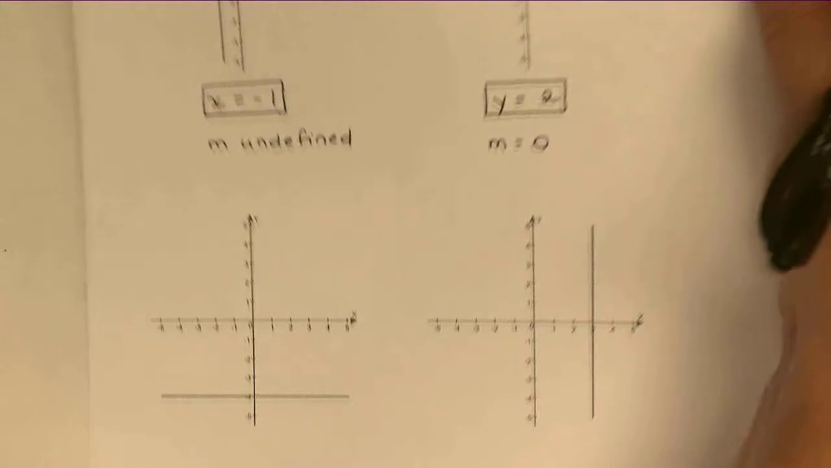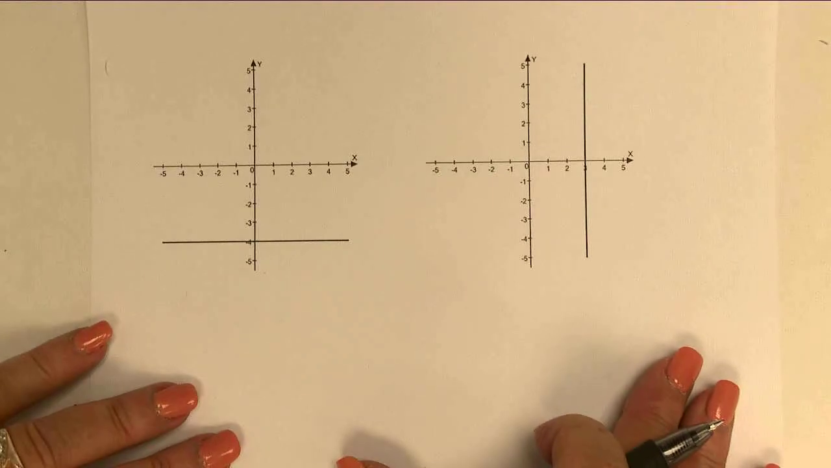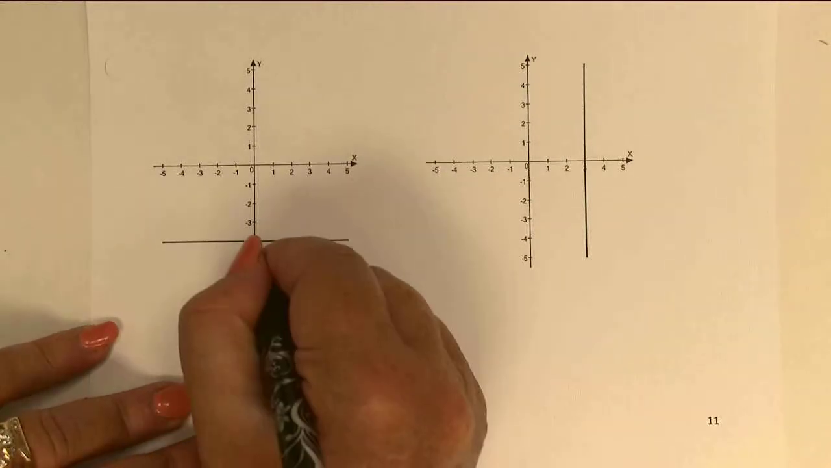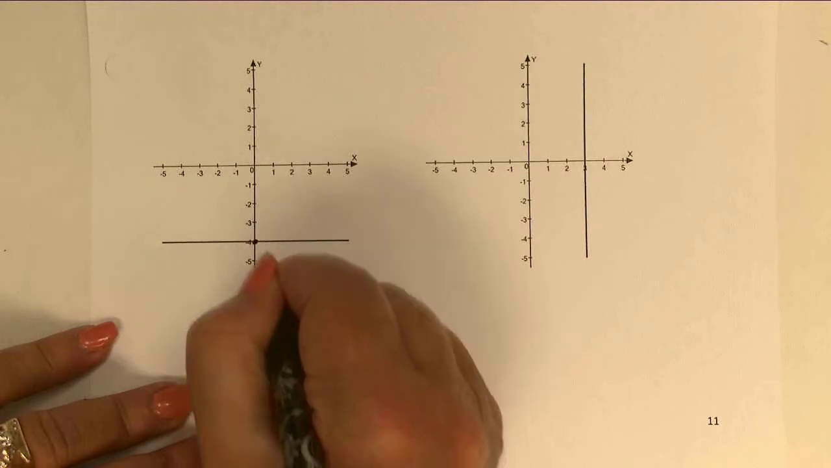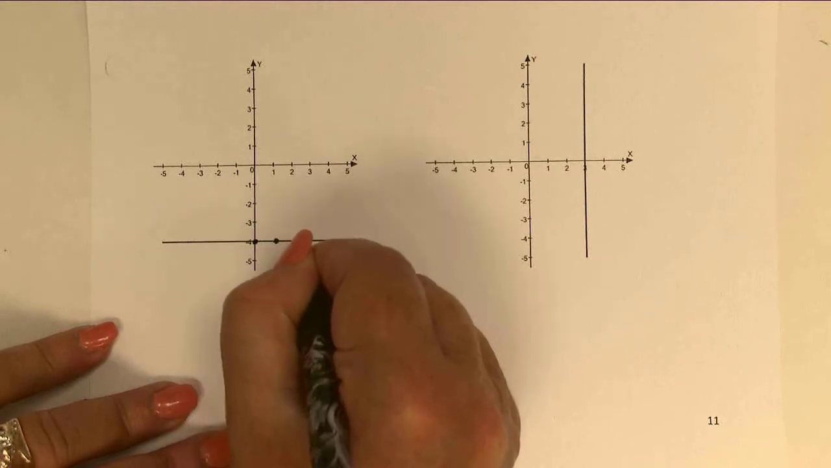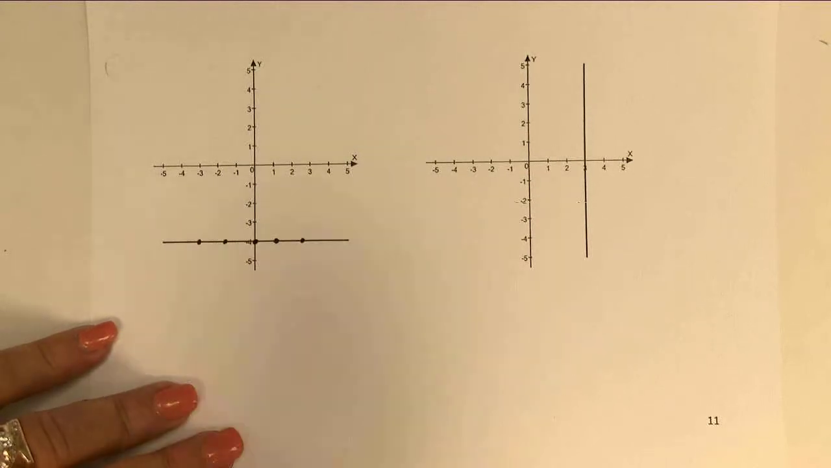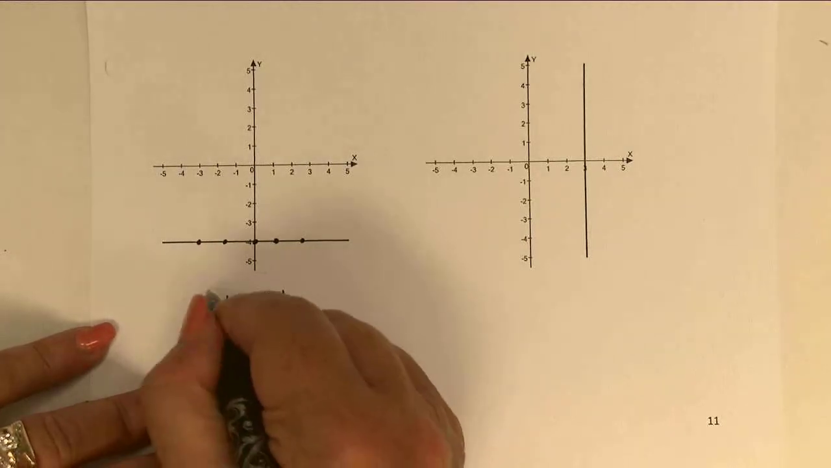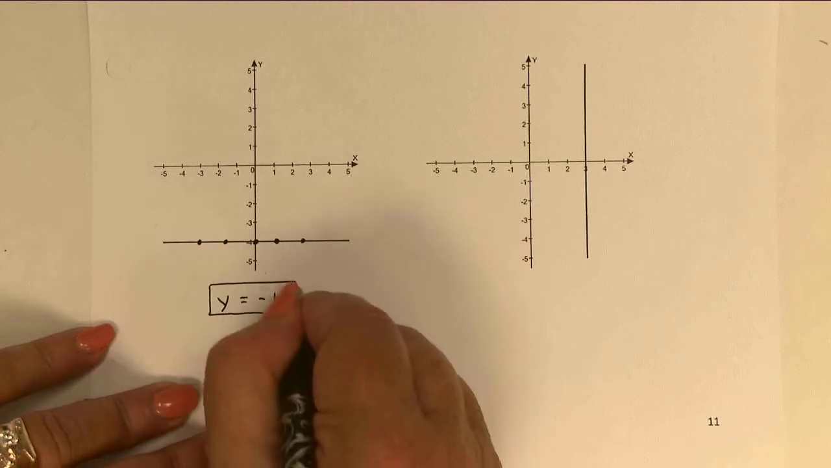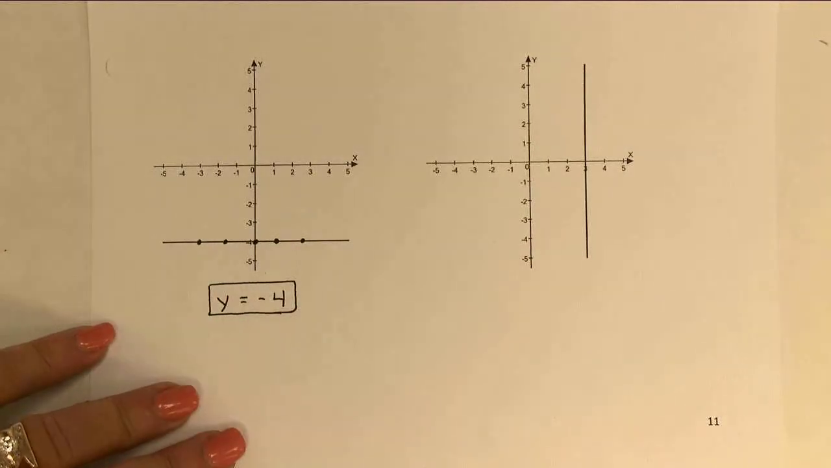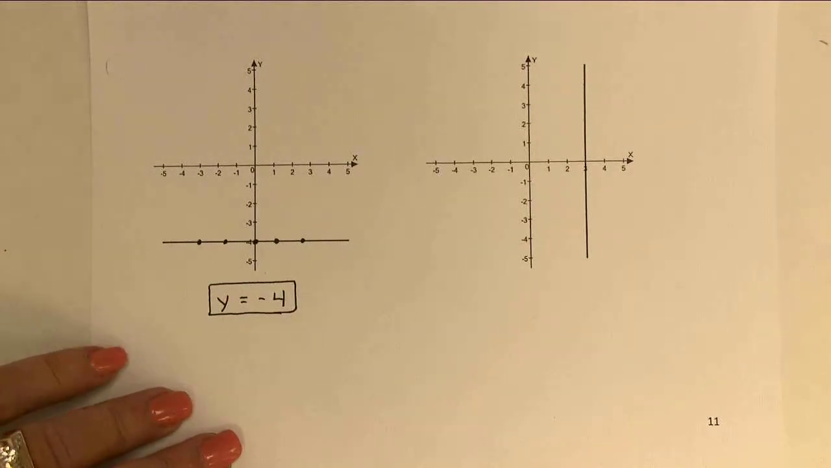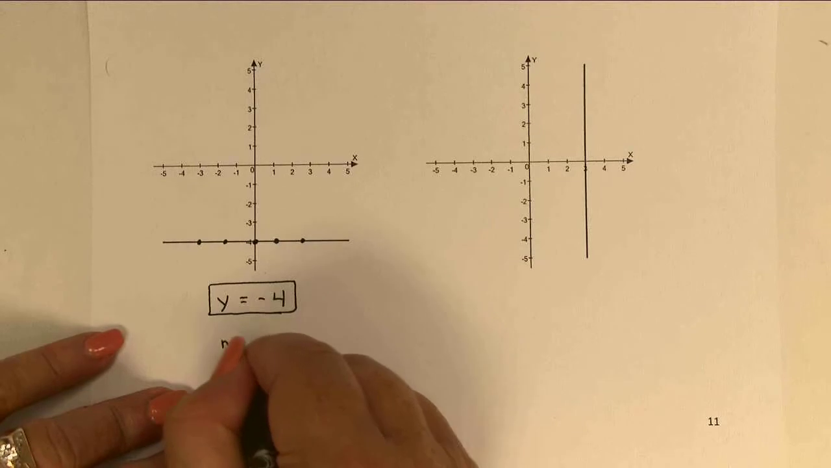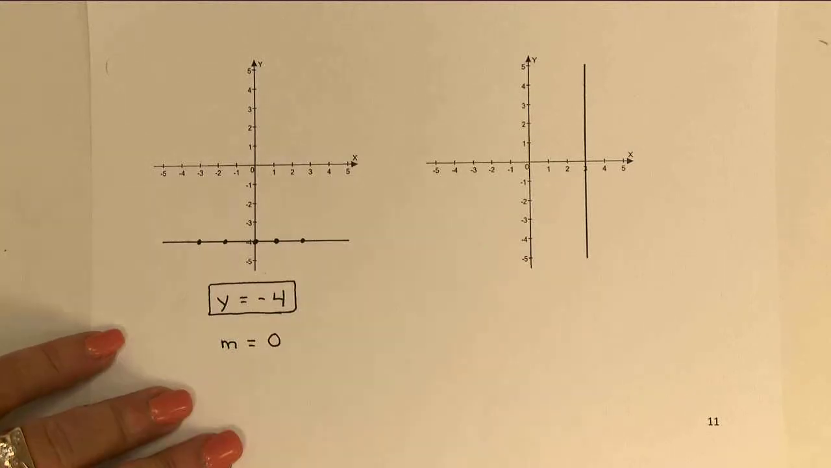In the third example, we have yet another horizontal line. Looks like the y-intercept on this one is negative 4. And once again, all of the other points on this line would also have y values of negative 4. So here's my equation. Y equals negative 4. Once again, there is 0 steepness to this line, so I'll write a slope of 0.